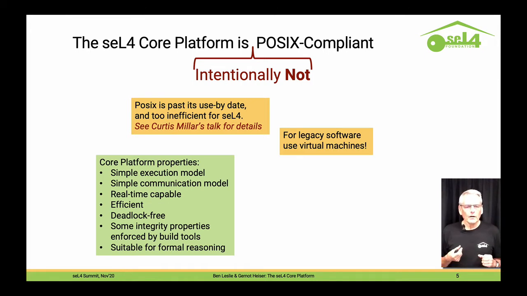And we want to be able to enforce as many other integrity properties that are important for these kinds of systems by build tools. And the APIs, the abstractions we offer for that, are geared towards that. And as I said earlier, suitable for formal reasoning. So you want to be able to reason about the abstractions and the software built on top of them, but also the software that implements the core platform.